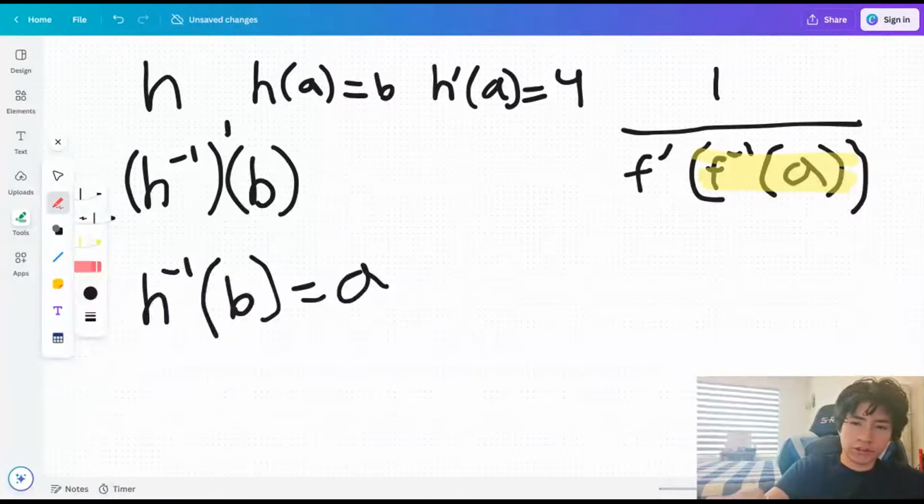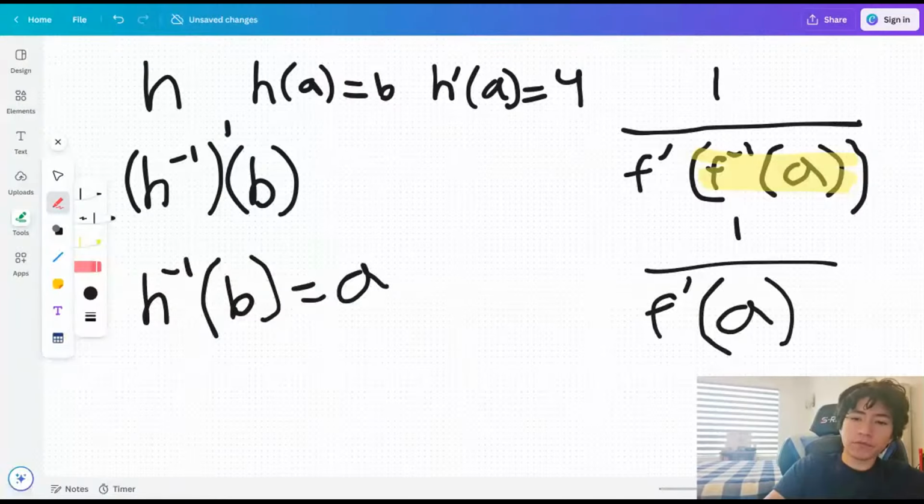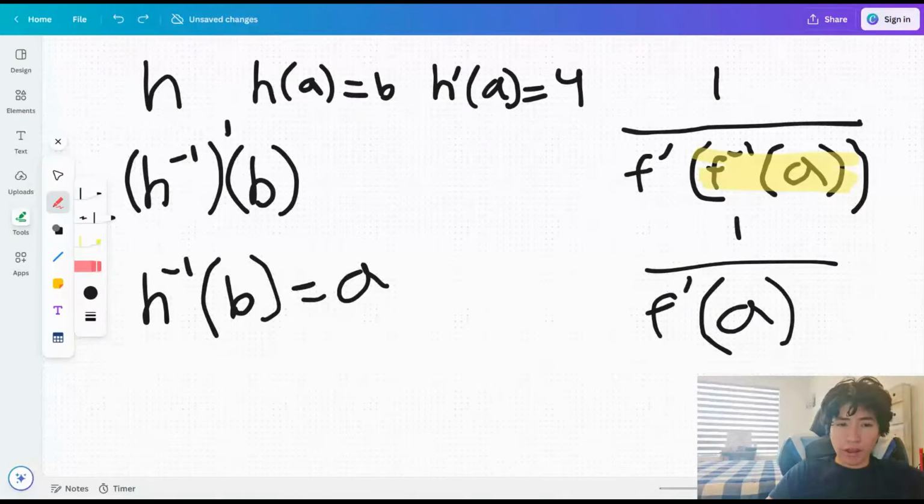So we have this. Right now we're making progress. We have 1 over F prime evaluated at A. Beautiful. In other words, this is like with H, but it's fine. H prime of A. That's not B.